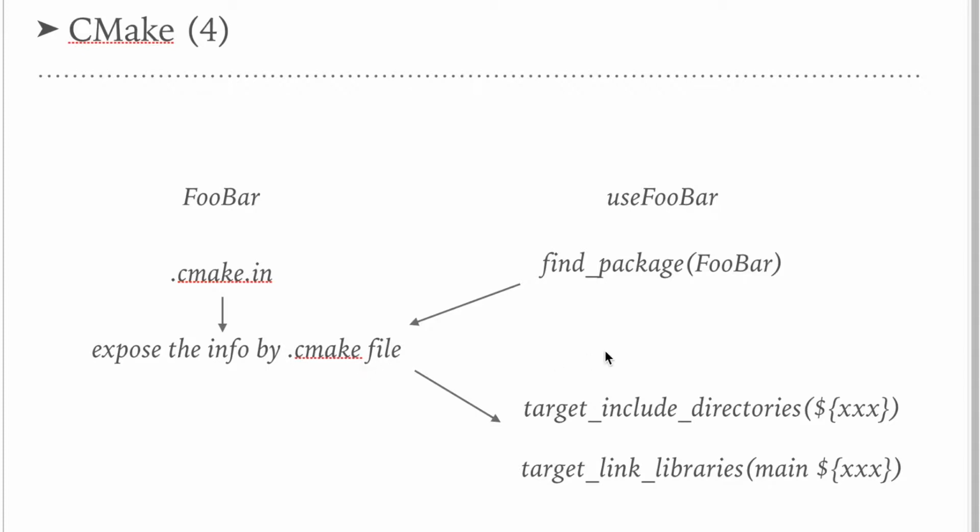After loading that necessary information, we can use the variables defined in this .cmake file, such as the include directory and the libraries. Then we can put those variables here and use target_include_directories or target_link_libraries to build and link our project with the library provided by foobar. Okay, let's start with the real example and see how it works.